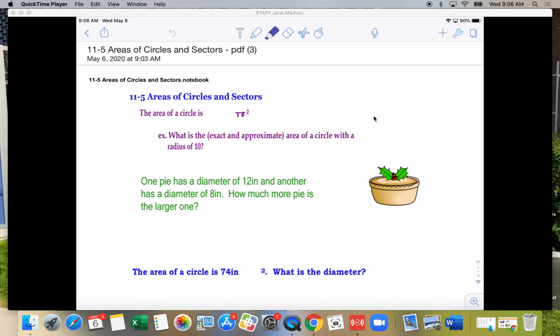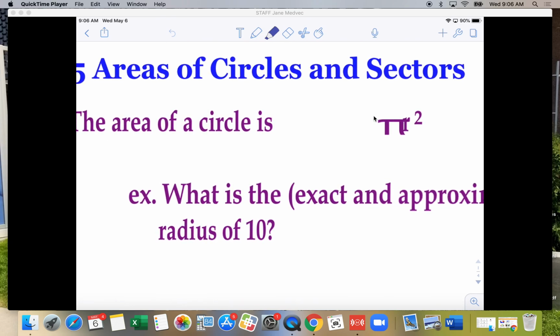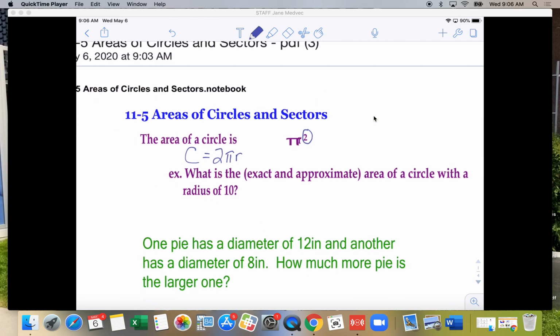First of all, the area of a circle is pi r squared. The difference between the area and the circumference, where C is 2 pi r, is that with area, the radius is squared. That's your indicator on whether you're dealing with area or circumference. Area of a circle is the stuff inside the circle. It's not the distance around, but the stuff that's inside.